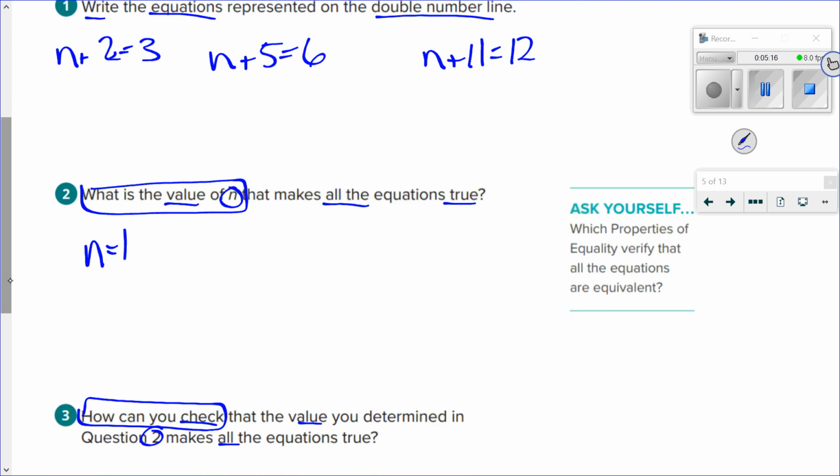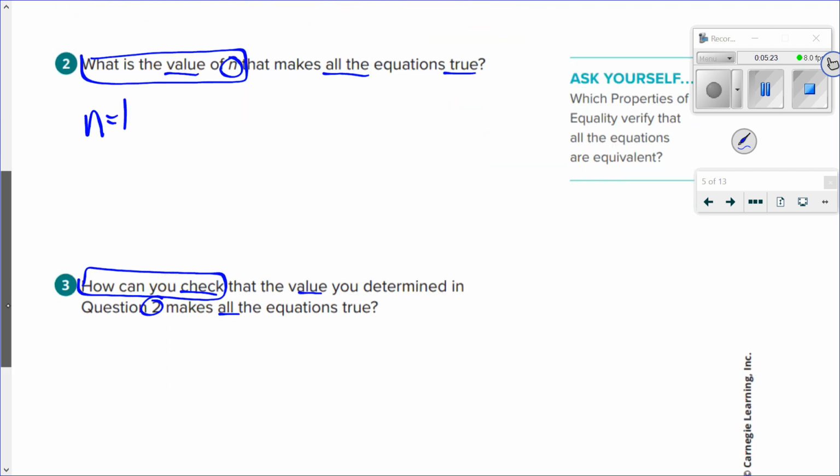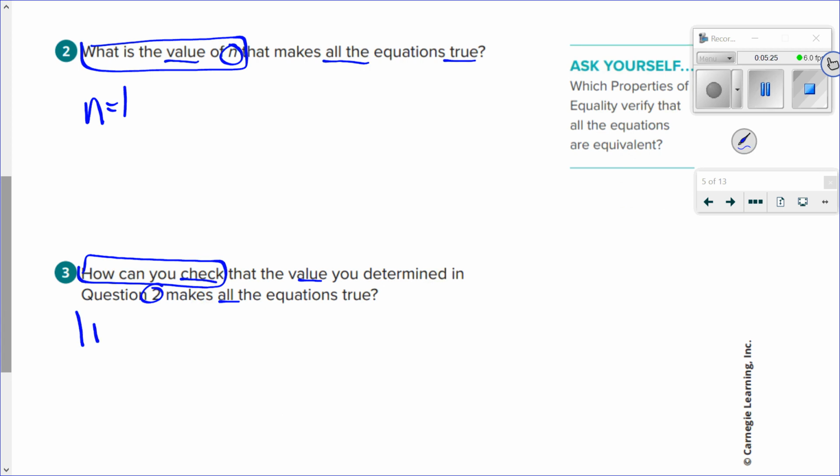So I swapped the n with 1, and after I did the equation, I made sure that the solution was equal. Good. So you just switch it with n in the equation. And then I say, okay, 3 equals 3.